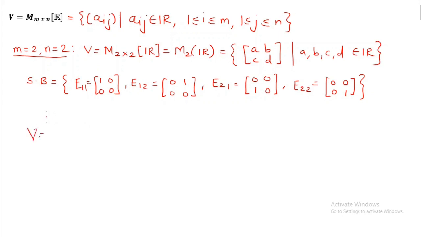Now in general, if you continue in this way, for V is equal to M of M cross N over R, we have to guess the standard basis. This M2 of R is a collection now of 2 by 2 matrices. So you can simply take the product of M and N, that is 4. So therefore our basis set is containing 4 vectors. So over here, now V is a collection of M by N matrices. So our basis set is going to contain Mn vectors.